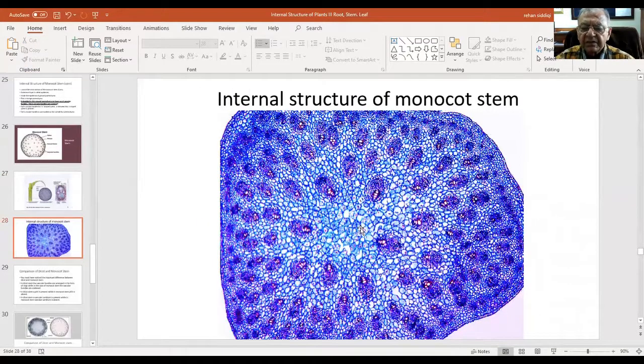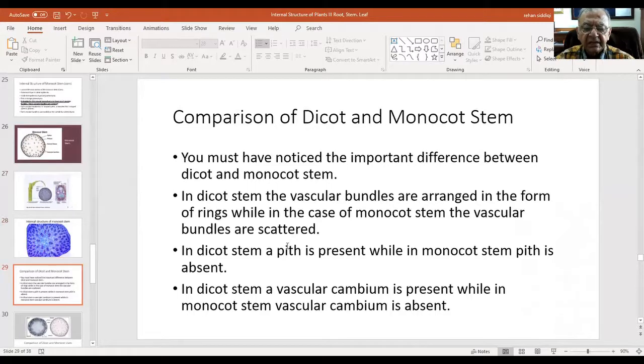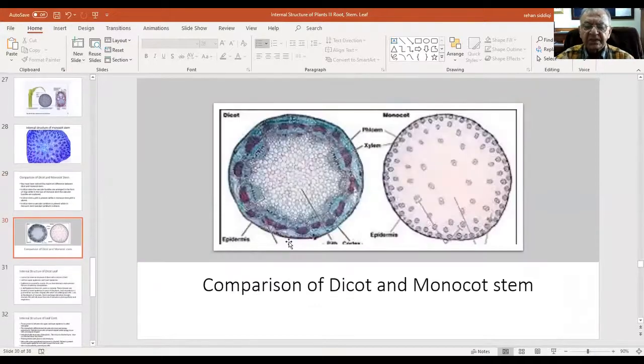Here again you have this monocot stem, and as far as comparison is concerned, this slide shows very well the comparison of dicot stem and monocot stem. Remember, in the case of dicot stem, the vascular bundles are arranged in the form of a ring, while in the case of monocot stem, these vascular bundles are scattered. So this is an important feature you have to remember between dicot stem and monocot stem. In dicot stem, there is a vascular cambium. In monocot stem, there is no vascular cambium.